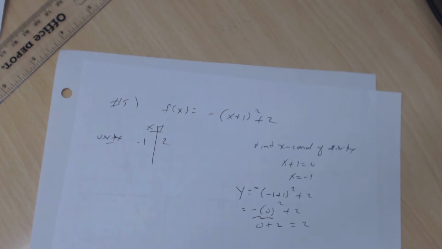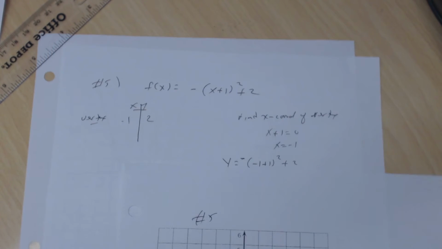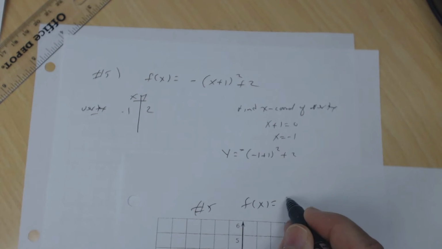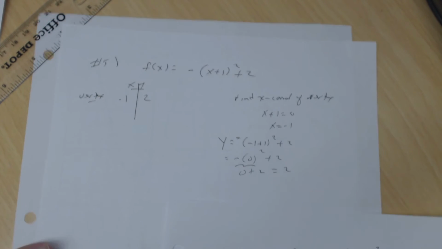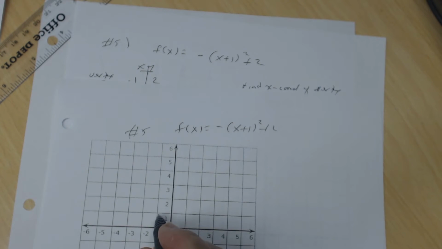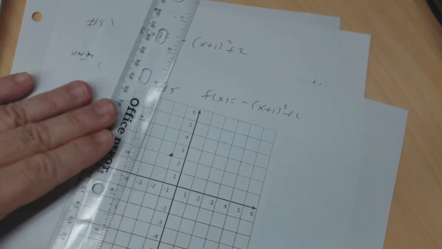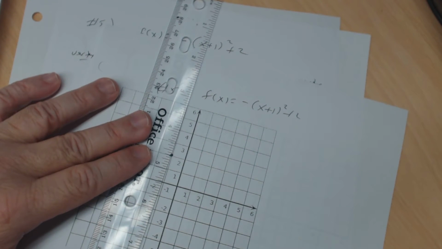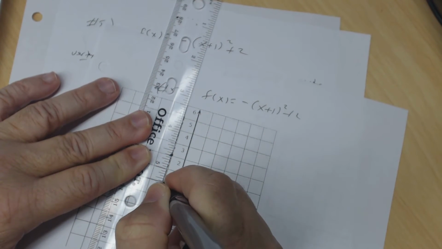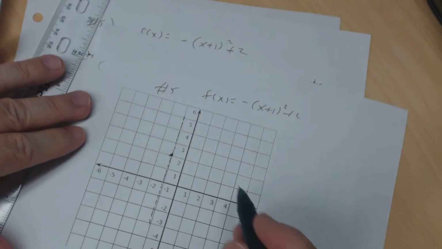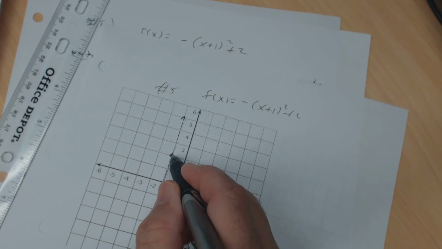Number 5 is f of x equals negative (x plus 1) squared plus 2. So when I plot that point, the vertex, I get negative 1, 2. There's your vertex. I'm going to go ahead and draw the axis of symmetry right away. It's no big deal. Just draw it, and that's going to help you with graphing some other points. There's my axis of symmetry. Make sure it's dotted, though. Use a dotted line.